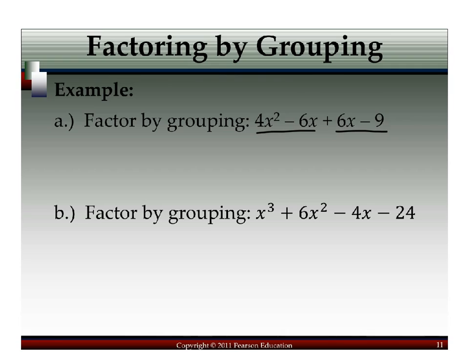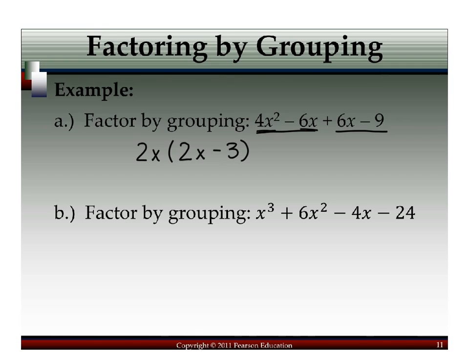So the greatest common factor between 4x squared and 6x is 2x. And taking out a 2x from the first term, you're left with 2x. Taking a 2x out from 6x, you're left with 3.